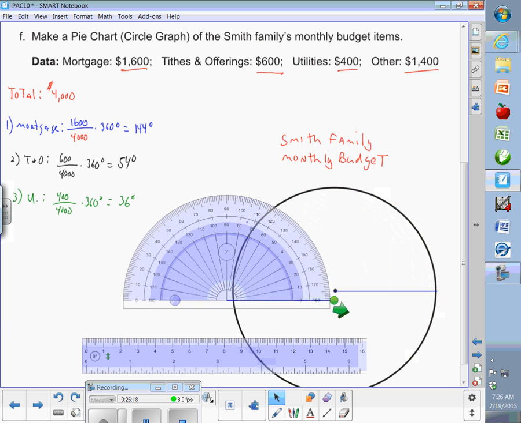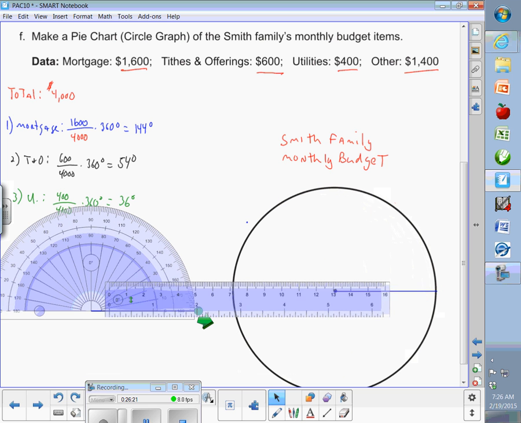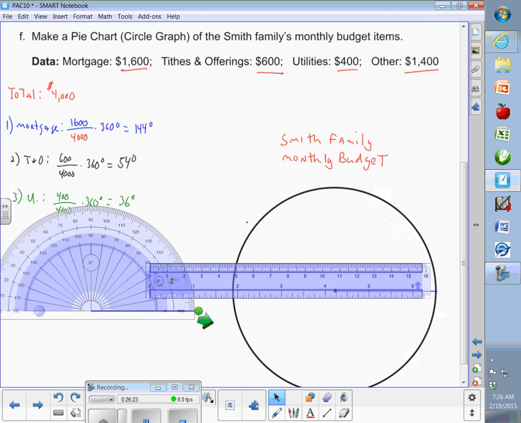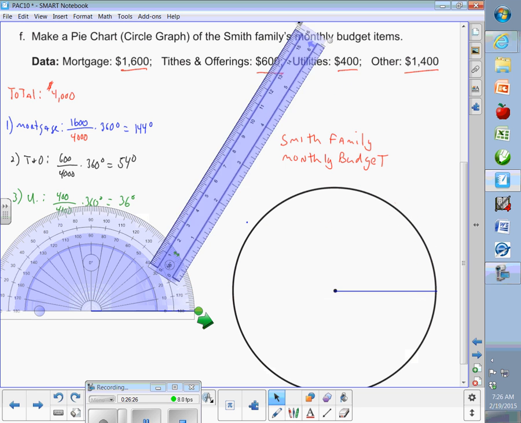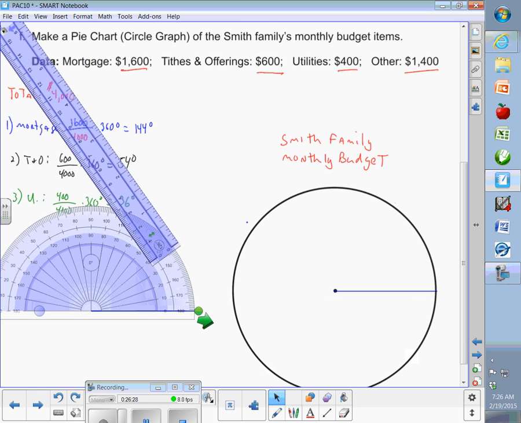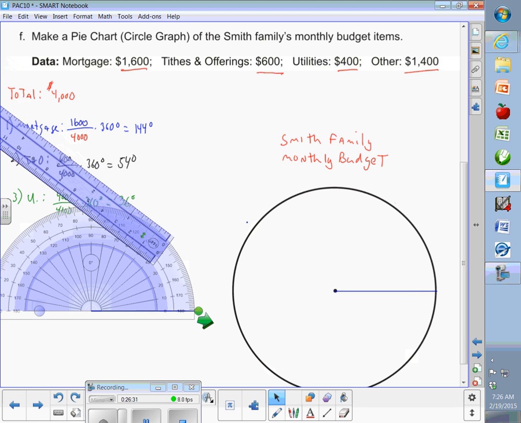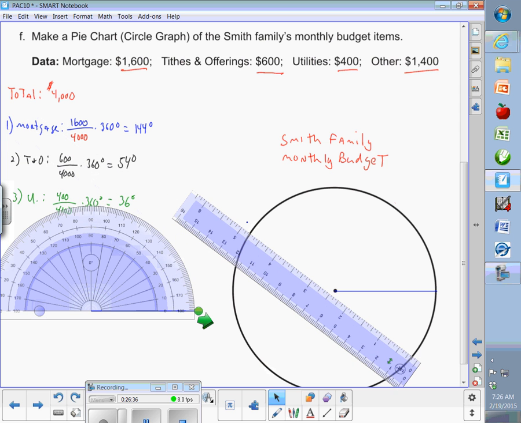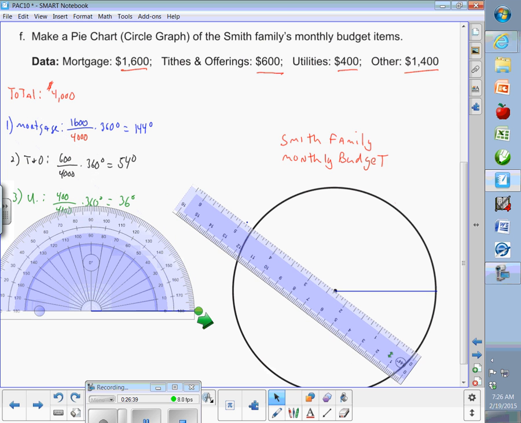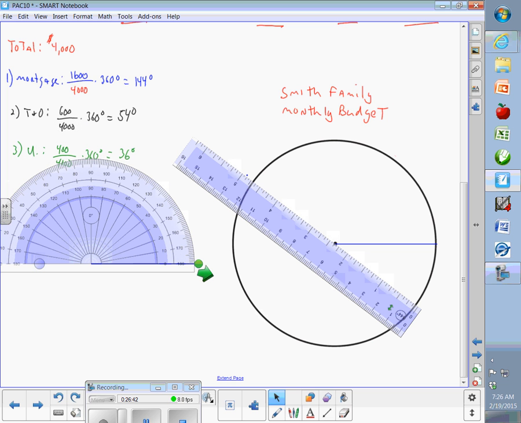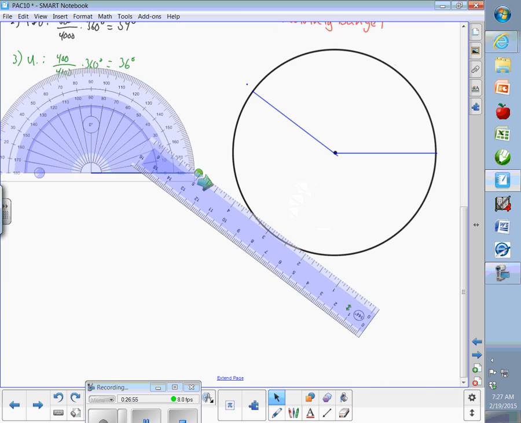Now for me, this is a pain with the electronics. I got to get my ruler here, and I have to spin my ruler 144 degrees so I can line up and draw my line. Okay, so again, you line up your center point with the point on the line. That's close enough, a little bit hard doing it digitally. So you take that and you draw your line.